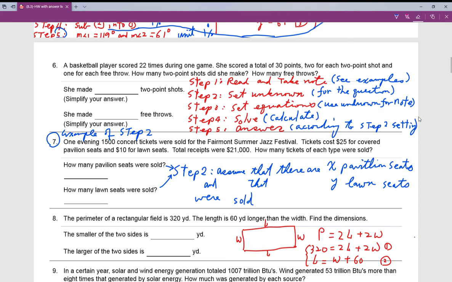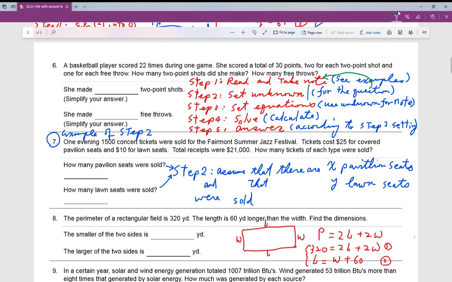Step 2, the most important step, set unknown. Step 3, you set the equation. Use the unknown to set the equation. Let me give you a hint: after you set the unknown, you use those unknowns and go back to your note, and then you can translate your note into equations. So they are all together. Then after you have equations, you solve and answer.